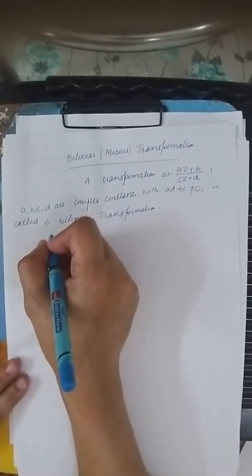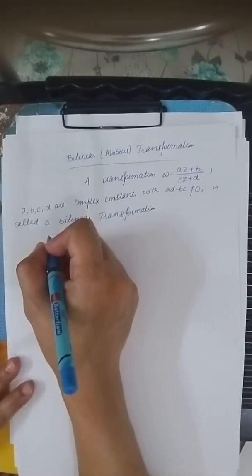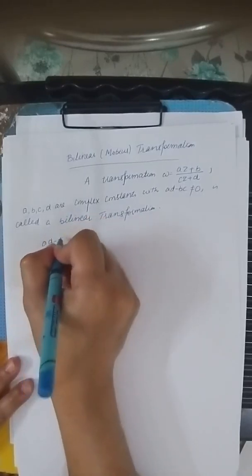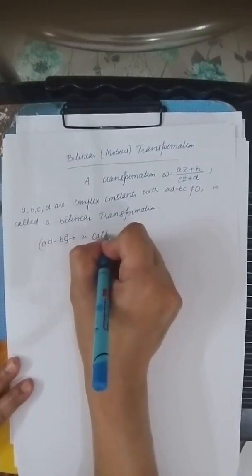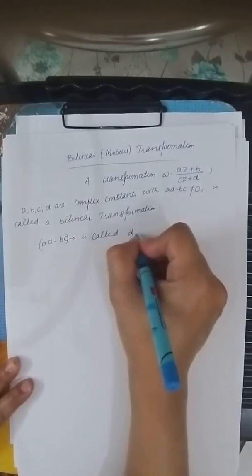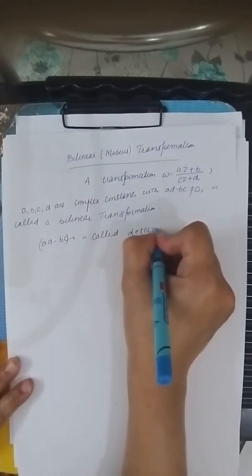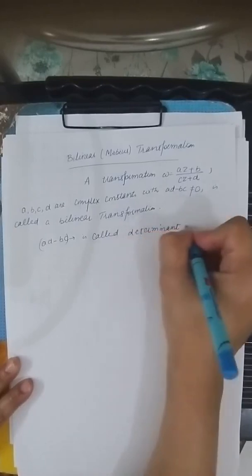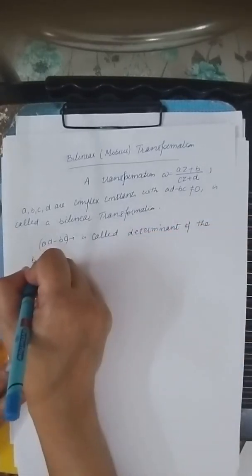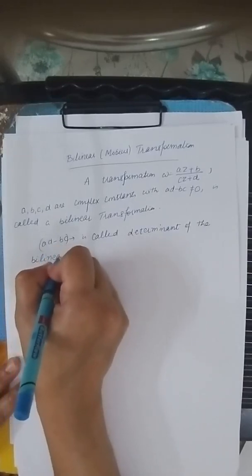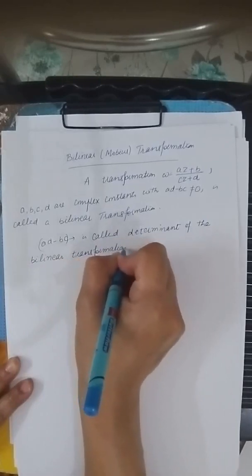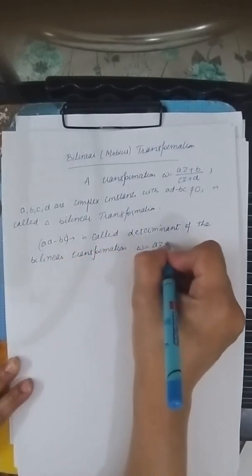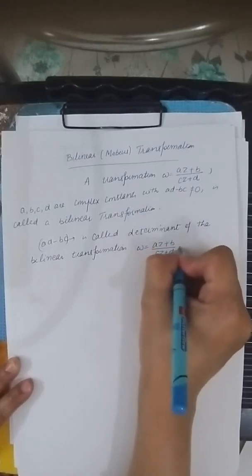Now here, AD minus BC is also called the determinant of the bilinear transformation. AD minus BC is called the determinant of the bilinear transformation W equal to AZ plus B over CZ plus D.